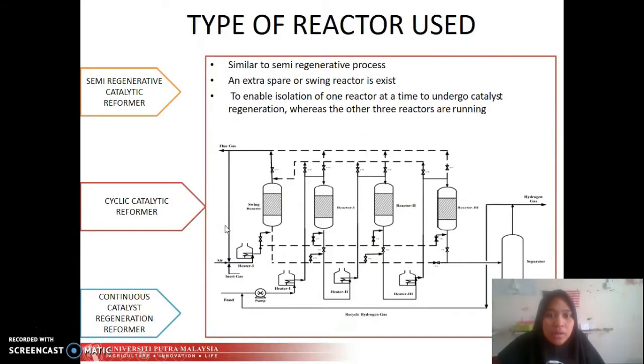So next, the cyclic catalytic reformer. It is similar to the semi-regenerative catalytic reformer. It also uses fixed bed reactors or fluidized bed reactors, but this one contains a swing reactor. This swing reactor acts as a replacement for reactor 1, 2, or 3 when one of them needs to undergo regeneration. For example, if reactor 1 needs regeneration, the swing reactor will replace reactor 1 and undergo the processing with the other two reactors.